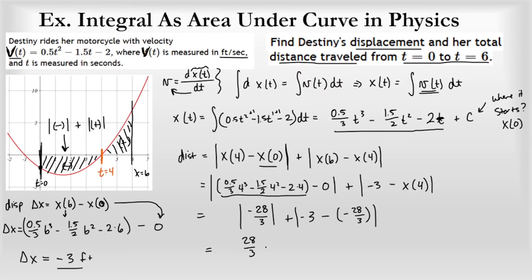I'm going to take the absolute value, plus 28 thirds minus 3. I have a minus and a negative, so I get a positive 28 thirds minus 3. That becomes positive 19 thirds, and when you add 28 to 19, you get 37 over 3. So the distance traveled is going to be 12 and 1/3 feet total. It moved backwards 3 feet, but in total it traveled about 12 1/3 feet.